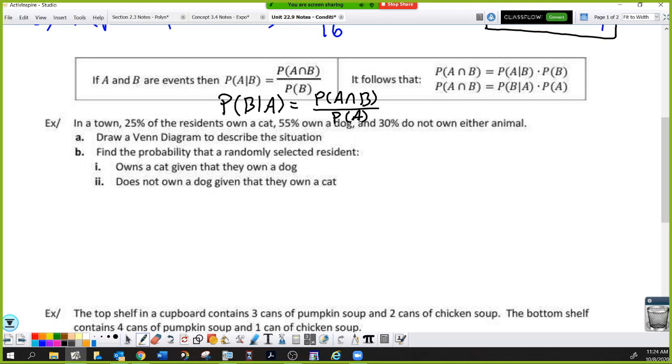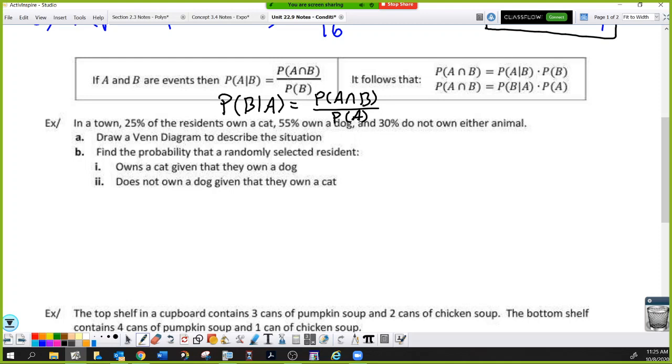And that's what's in the box over there. So the probability of A intersect B is the probability of A given B times the probability of B, or the probability of B given A times the probability of A. And these are in your reference sheet in some form or another. Not all 3 of these, but they're there in some form or another.